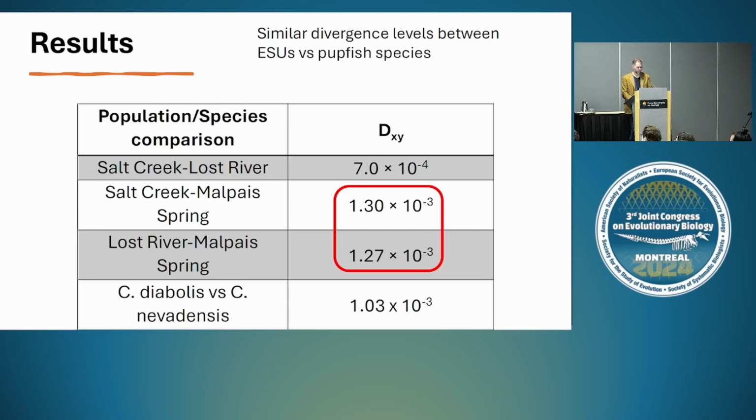Then finally, we calculated DXY, so absolute levels of divergence between each of these populations, and also included 2 recognized and known species of pupfish. And you can see here, these are the comparisons between the 2 ESUs in the red box, and they're very similar, if not slightly higher, than those between 2 recognized species of pupfish.